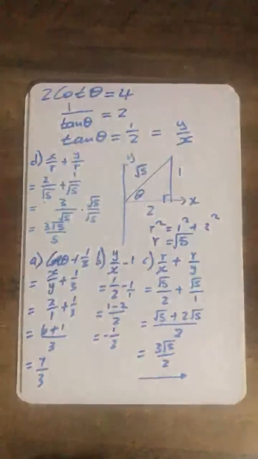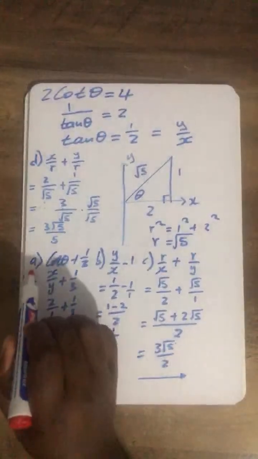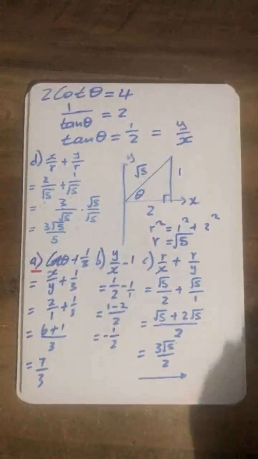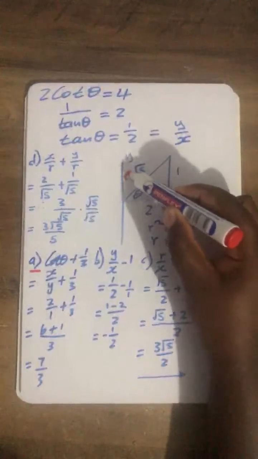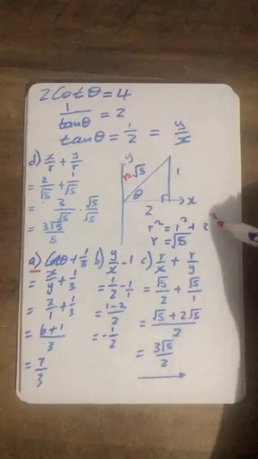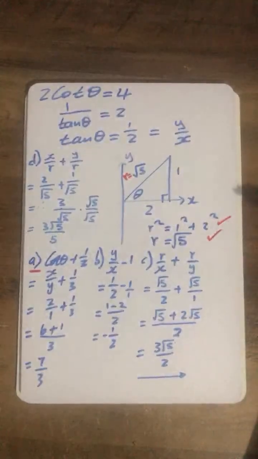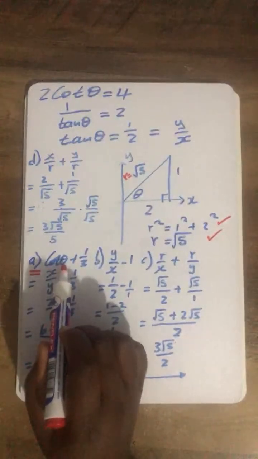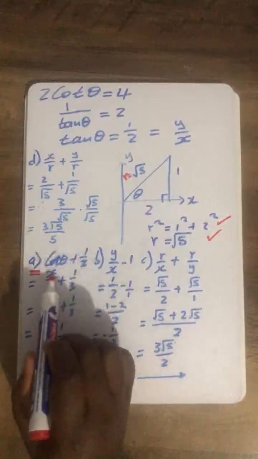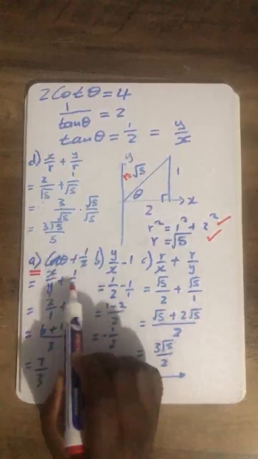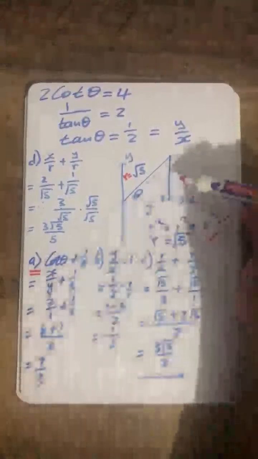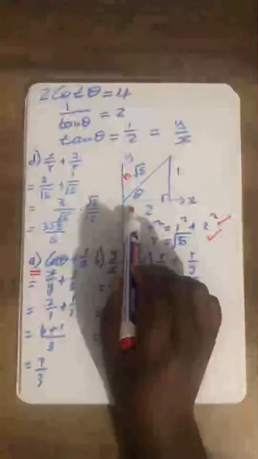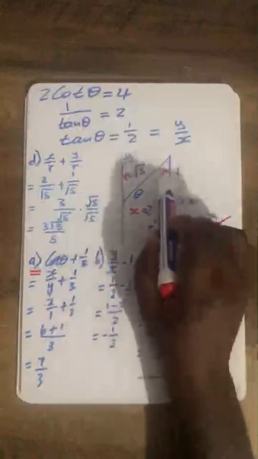Yeah, okay. So this is your A. But obviously, your r is equal to square root of 5 because you used the theorem of Pythagoras. So there's your A. Cot plus 1 over 3. Cot is the same as x over y plus 1 over 3. When you look at that, what is your x? Your x is 2. And then your y is equal to 1. And then there you go.